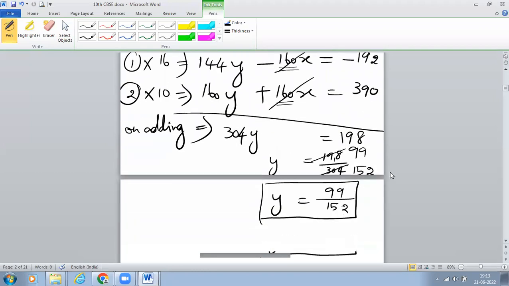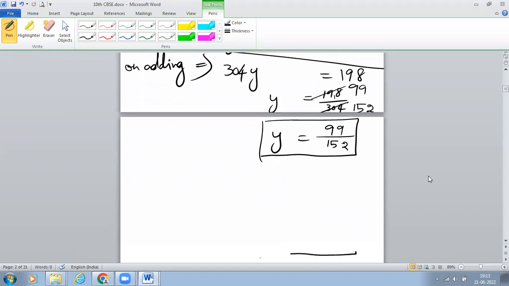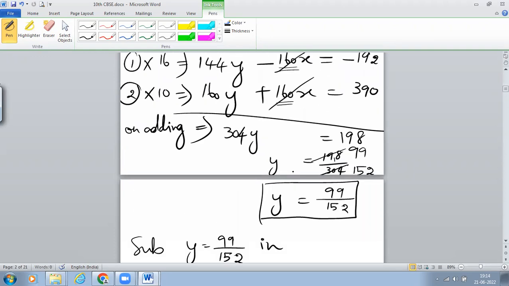Thank you, sir. Is it the correct answer, ma? y is equal to 99 by 152. Correct, sir. Okay, now we have to substitute the value of y is equal to 99 by 152 in any one of the equations to find the value of x.